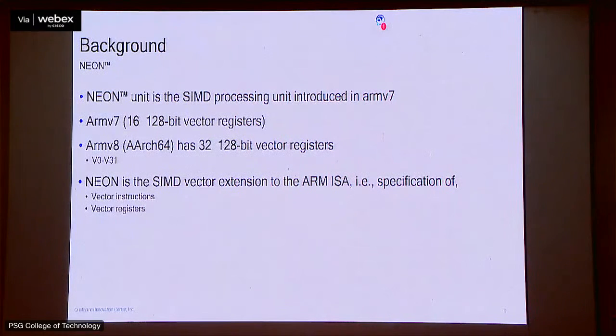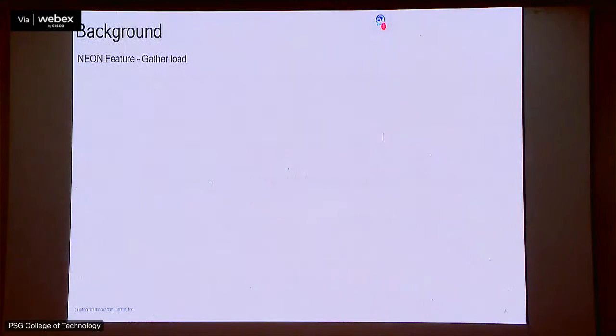These registers, if I remember right, couldn't handle double floating point in the first two versions. Then they came up with ARM v8, which is the 64-bit version of the ARM processor, and that also had a few more registers. There are 32 registers. So what is so special about Neon?